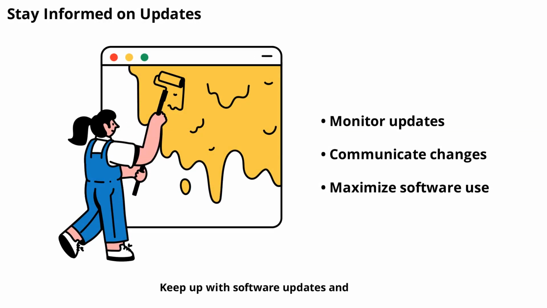Keep up with software updates and new features released by your vendor. Assign someone to monitor release notes and communicate changes to your team. Staying informed ensures you're always using the software to its fullest potential.